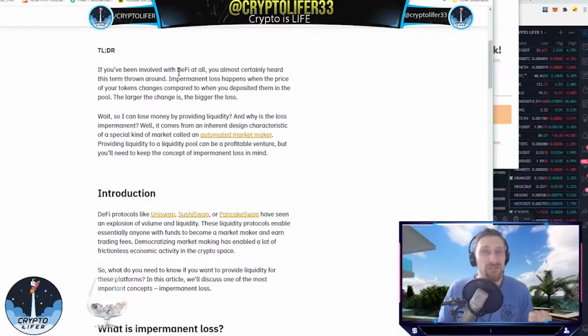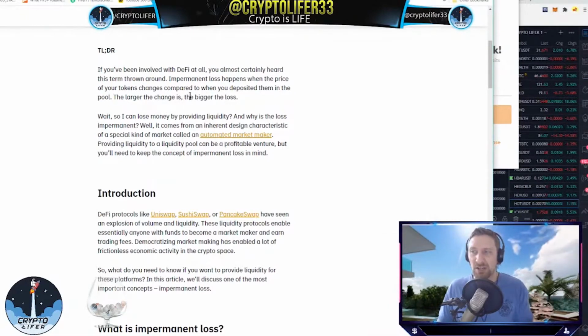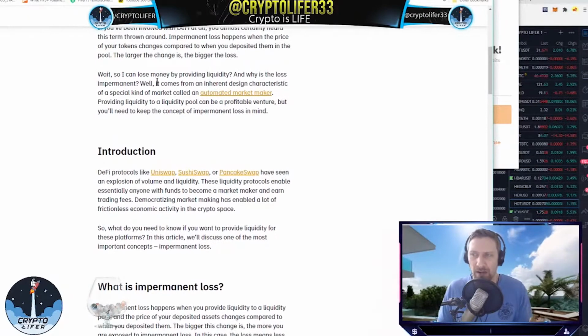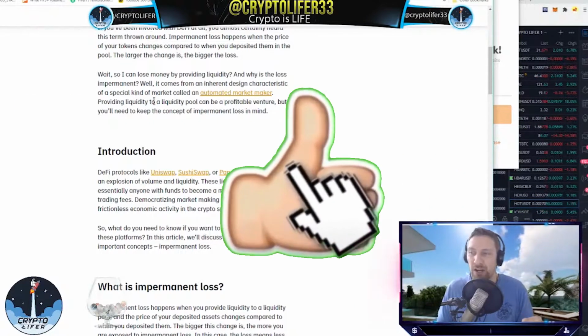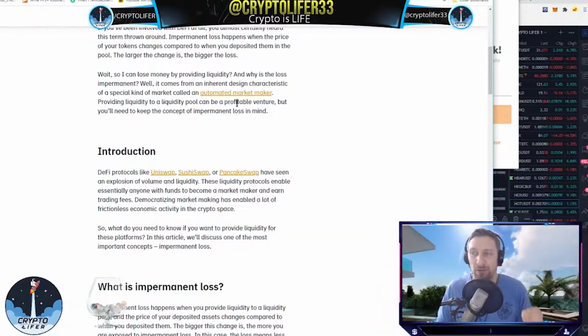If you've been involved with DeFi at all, you've almost certainly heard of the term thrown around. Impermanent loss happens when the price of your token changes compared to when you deposited them in the pool. The larger the change, the bigger the loss. Wait, so I can lose money by providing liquidity? And why is the loss impermanent? Well, it comes from an inherent design characteristic of a special kind of market called an automated market maker, an AMM.